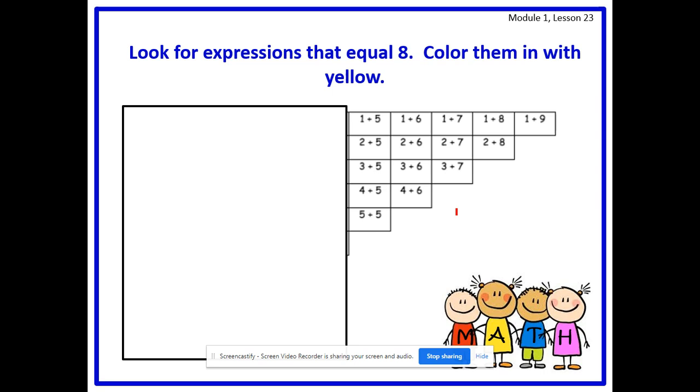This time, I'm going to give you some time to do it on your own. Look for expressions that equal 8. Write in the total and color them in with yellow. Go ahead and pause the video at this moment so that you can look for the expressions that equal 8. Color them in with yellow. Press play when you've done this.